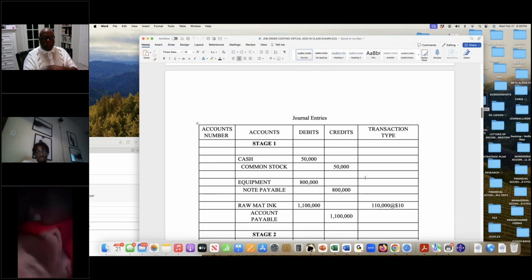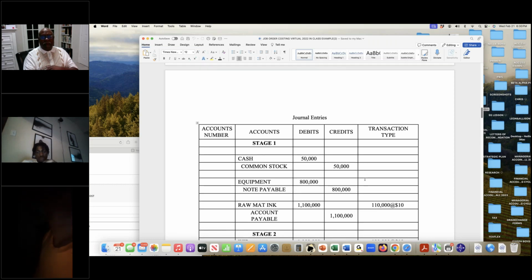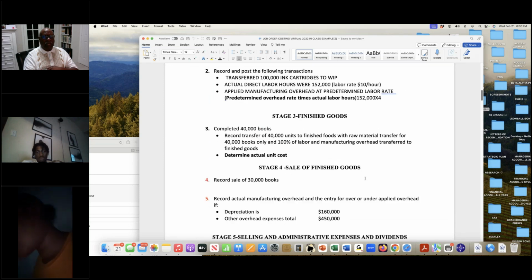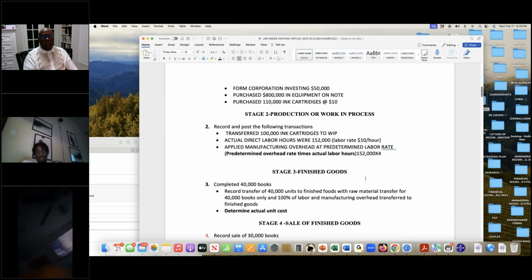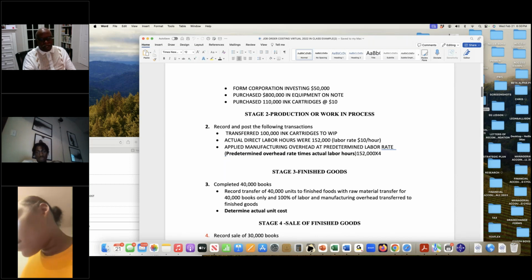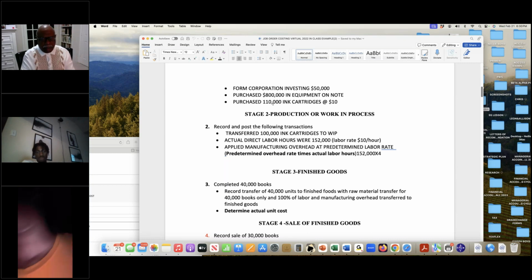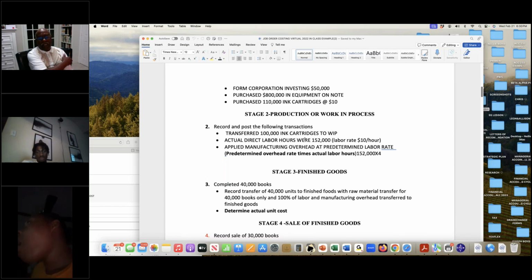Now in stage two, that's where we make the item. Three things happen. We transfer in the ink. We bought 110,000 ink cartridges. We bought more than we needed so that production wouldn't be hampered if there was spoilage. But we only transfer in 100,000 ink cartridges.